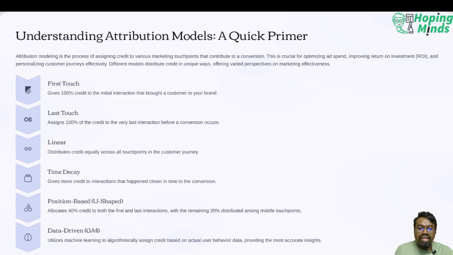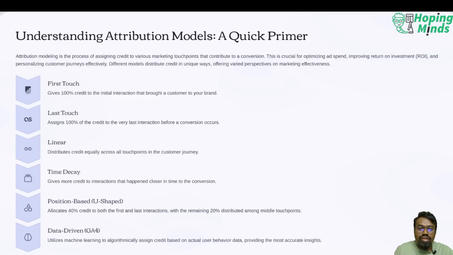Now, position based, or U shaped, allocates 40% credit to both the first and last interactions, with the remaining 20% distributed along middle touch points. So, this is basically called position based or U shaped touch points. And then there is something called the data driven model, which we can analyze through GA4 or Google Analytics 4, which utilizes machine learning to algorithmically assign credit based on actual user behavior data, providing the most accurate insights.